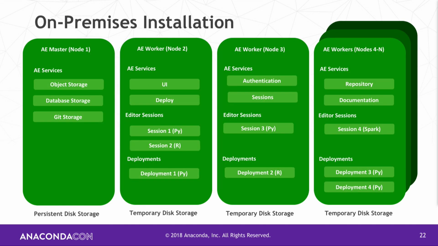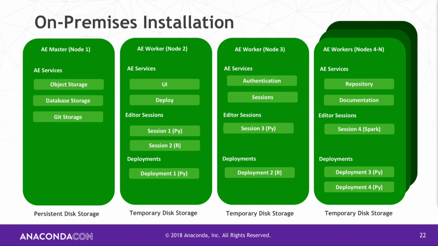So for an on-premises installation, this is what it looks like when you actually map those services to nodes. So if you look at the very left, Anaconda Enterprise Master, this is node 1, and here, this is where we're running services that write to disk. Object storage, database, Git, and we're actually writing to disk, and that's where we can do our backup and have things ready for a warm failover, which we'll talk about later.